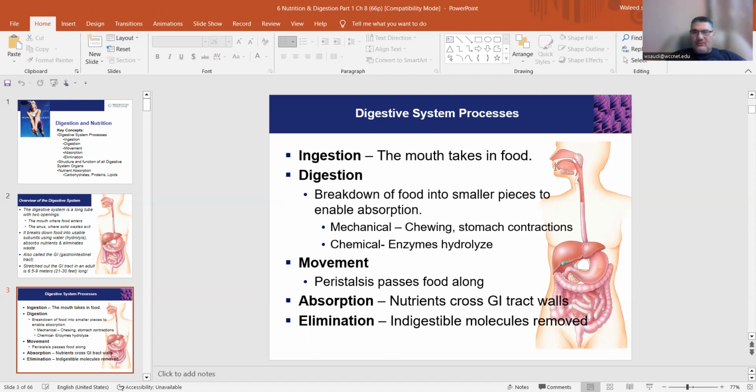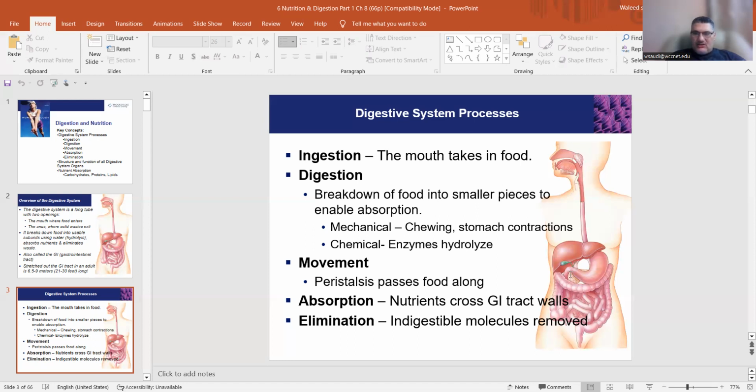One more time, mouth. Behind the mouth is the pharynx. Esophagus is this long tube. Stomach, and we will discuss more about the stomach specifically. Small intestine, which is 3 parts.